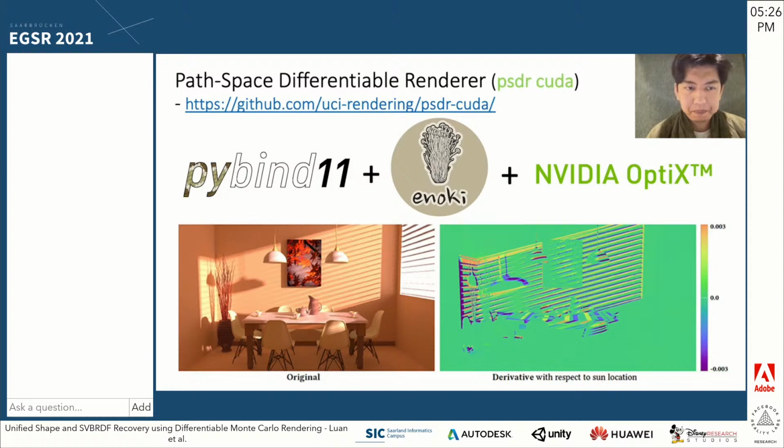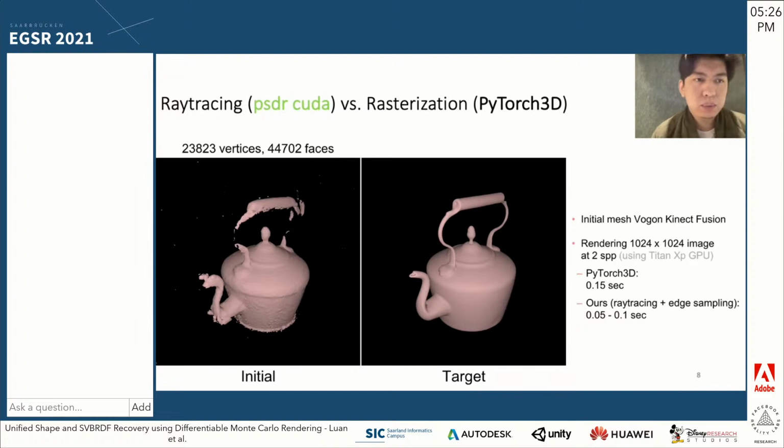We evaluate the performance of ray tracing with PSDR-CUDA versus a popular rasterization-based method, in this case PyTorch3D. We found that our ray tracing based renderer is not slower compared to rasterization-based methods. Both renderers render a 1K by 1K image in a very short time, smaller than 0.2 seconds per image. We apply both renderers on this simple test, where we start from a KinectFusion initial mesh of this teapot, shown in the left image.